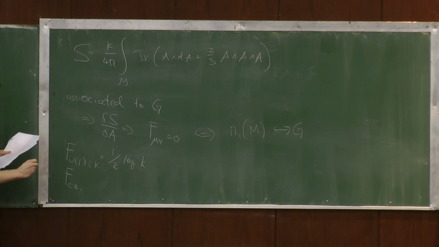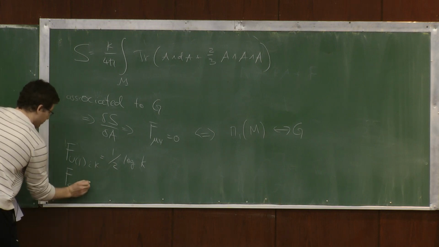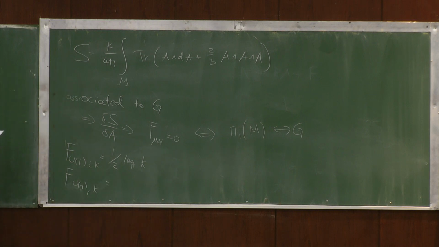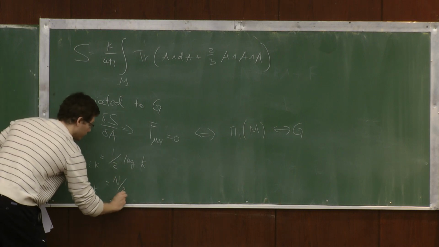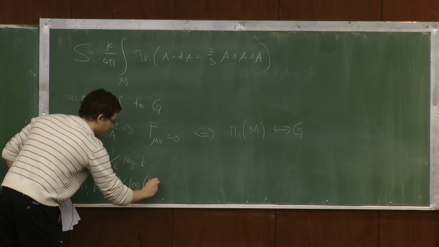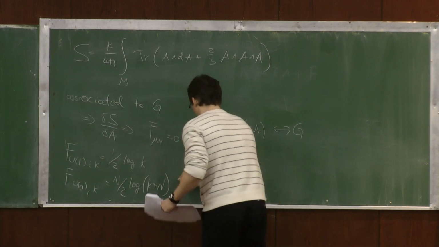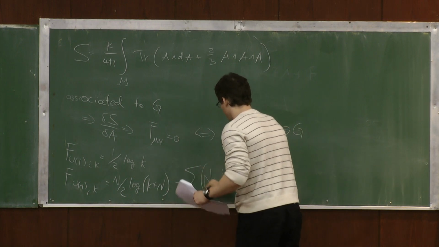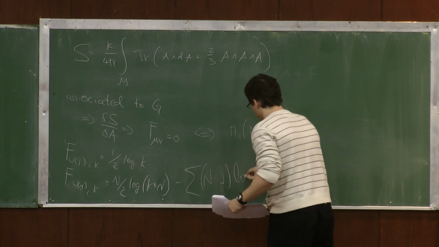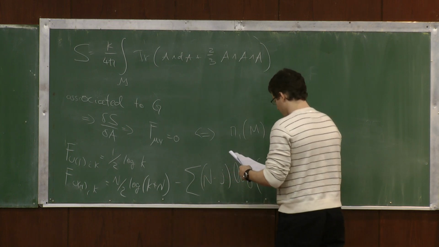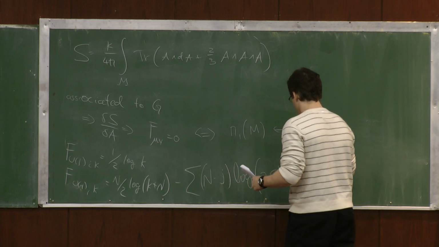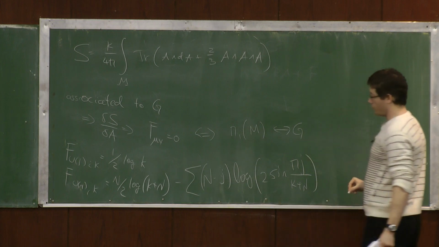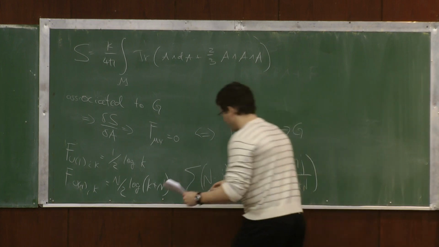This is the famous formula that he obtained. If you take F of a U(N) gauge theory at level k, then there is a formula which reads N/2 log of k plus N. And then there is this sum that you've probably seen in many places, N minus j. It appears in many places in mathematical physics. Log of twice the sine of pi j over k plus N, and j runs from 1 to N minus 1.